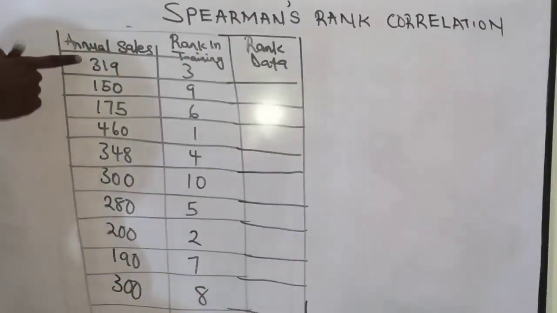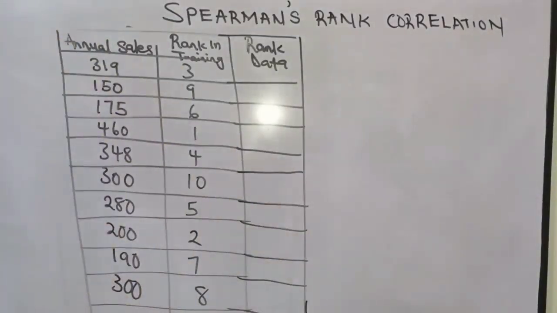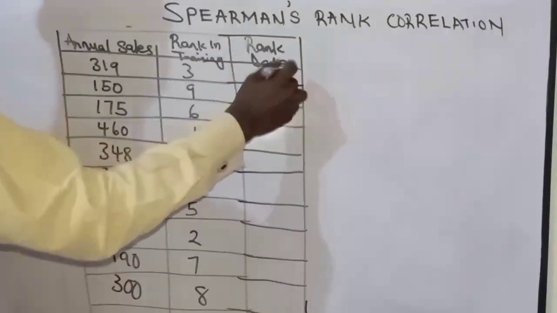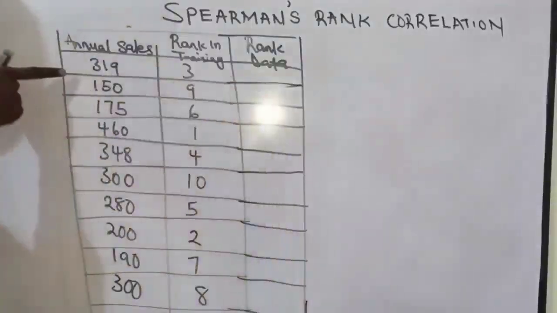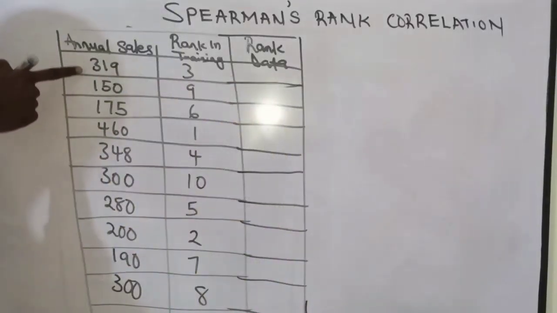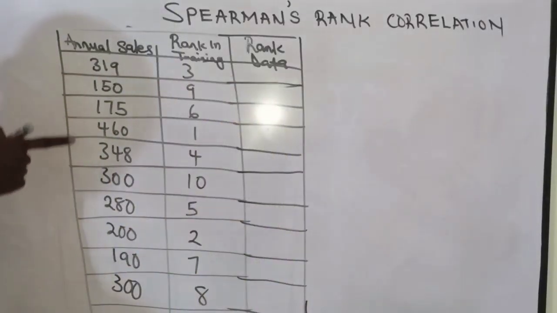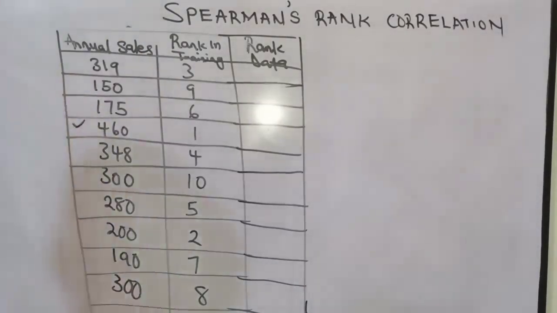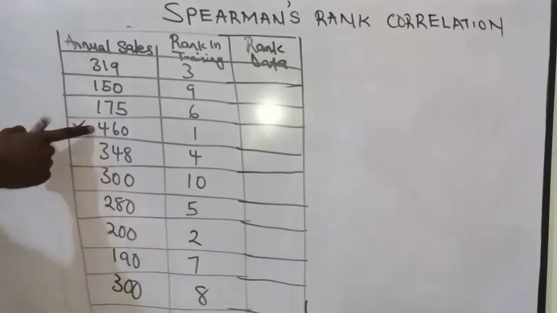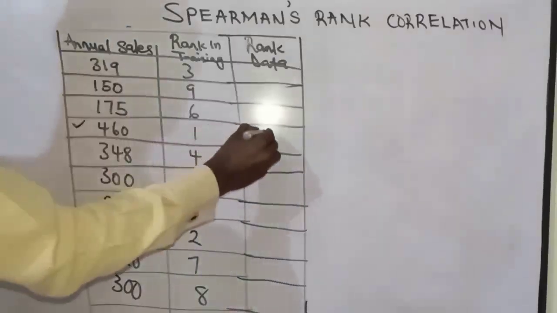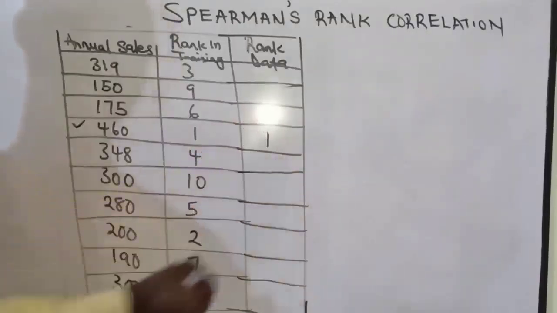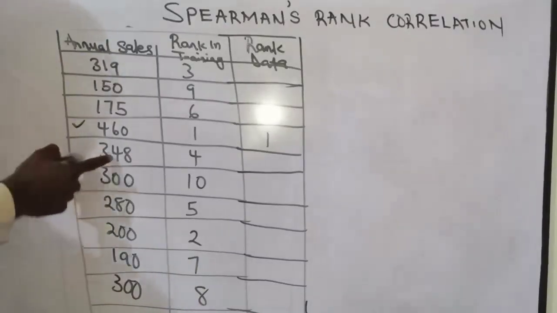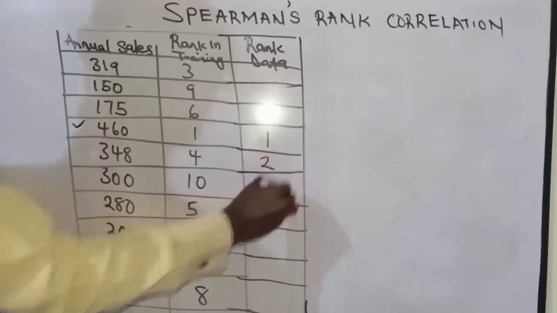Now, if you check through the annual sales, which one is the highest? We have 319, we have 150. The highest number here is 460. So which means our 460 will be 1, because it's the highest number. The second highest number here is 348. So this will be 2.